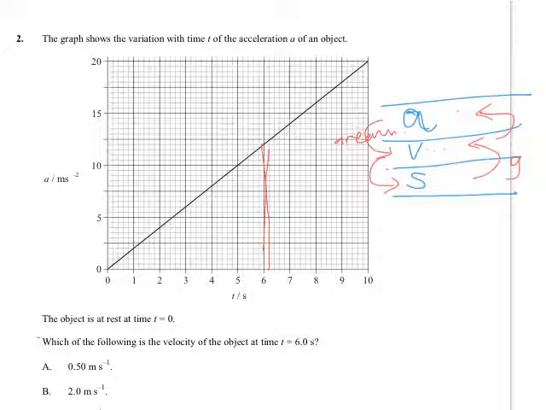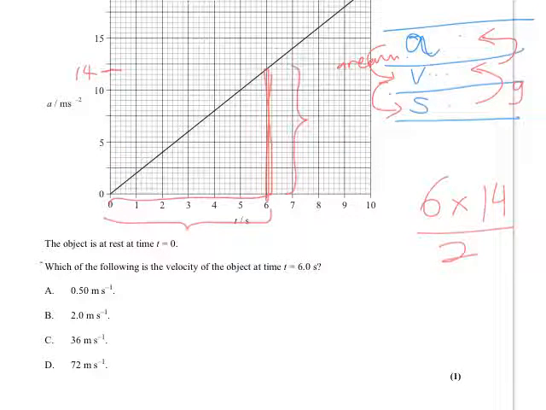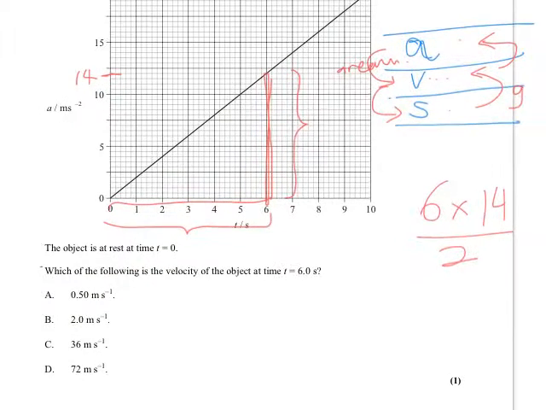Okay, so here we need to work out the area under the graph for the first 6 seconds, which is a really nice triangle. Very easy to work out. So what we've got there is 6 times, that 6 is the time, times, let's have a look there really carefully, it's 14, 14 divided by 2. Okay, and that gives us 42.